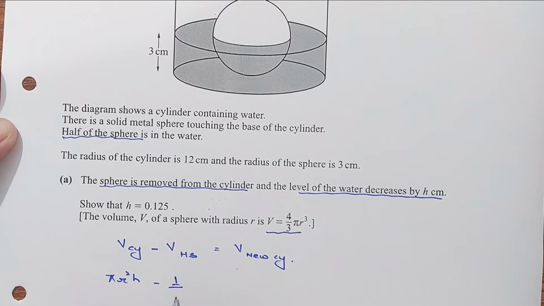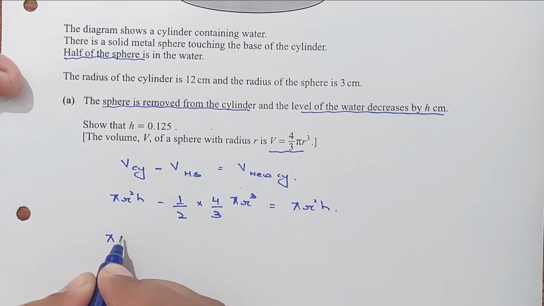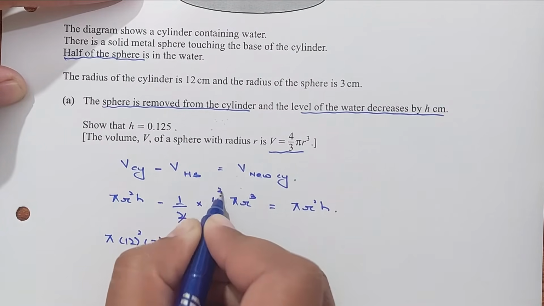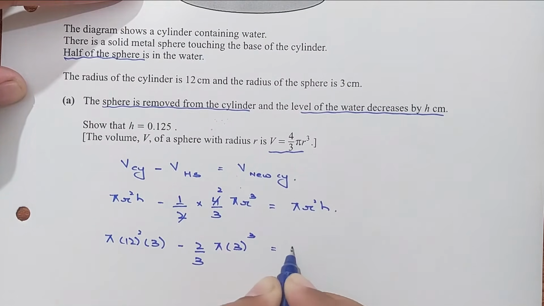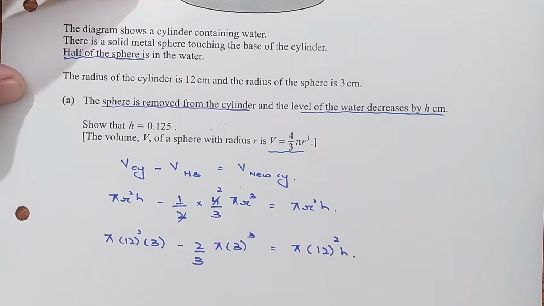Volume of hemisphere is half of 4 by 3 pi r cubed, which equals pi r squared h. So we have pi. The radius of the cylinder we have given is 12 squared, and the height of this cylinder is 3, minus this would be 2 by 3 pi times 3 cubed. This would be pi and the radius stays the same, which is 12, and the height we have to find, right?